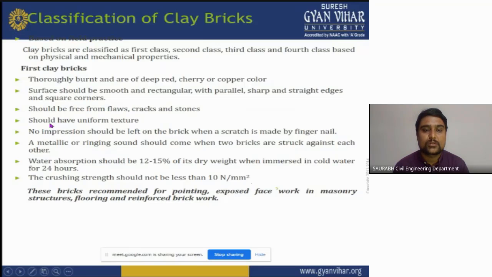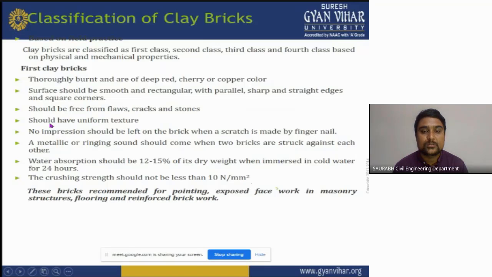As you can see, what is the meaning of first class brick? Thoroughly burnt and of deep red, cherry, or copper color. Surface should be smooth and rectangular with parallel, sharp, and straight edges and square corners. It should be free from flaws, cracks, and stones, and it should have uniform texture.